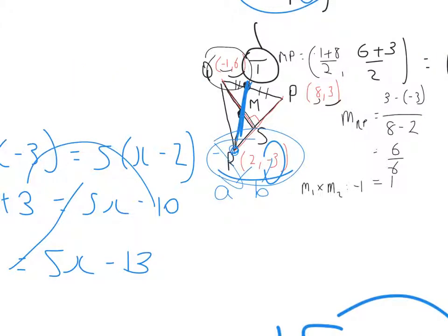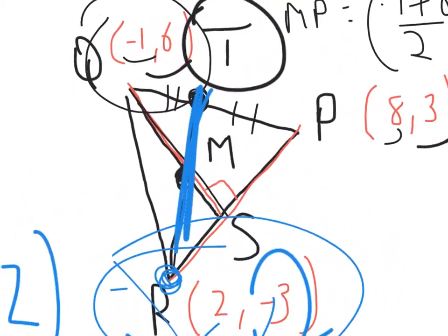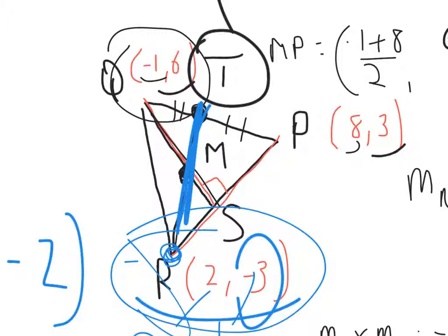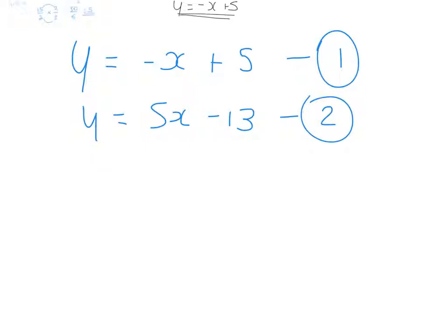The question then says find the coordinates of M, and the coordinates M, as you can see, is the point of intersection between the median and the altitude. So to find the point of intersection, that's simultaneous equations. So the first equation that I've got there is the altitude, and the second one is the median. I'm looking for the point of intersection.